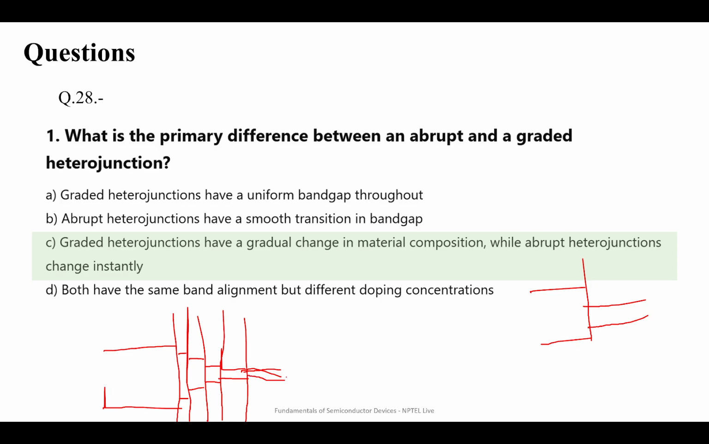So the change is not that huge, but it's a slow, gradual change. That is called graded heterojunction.